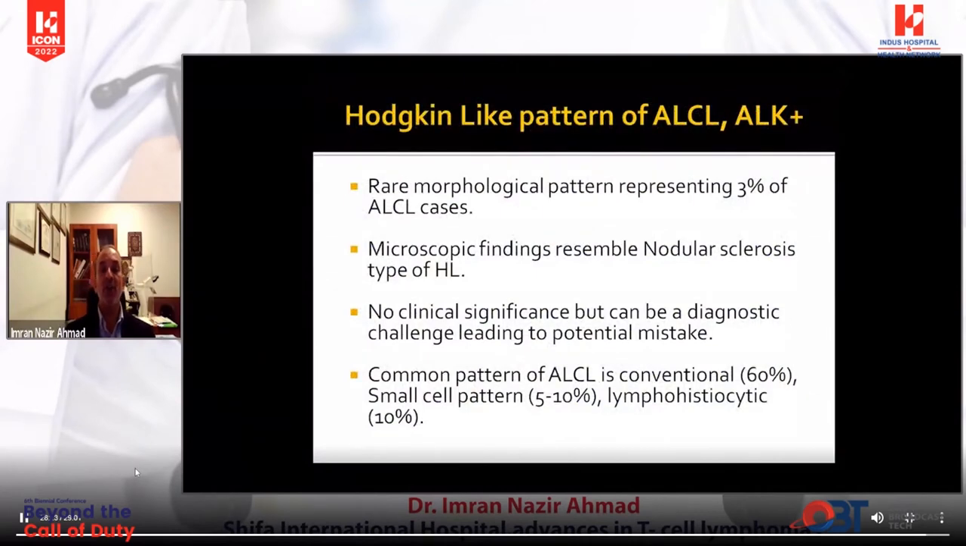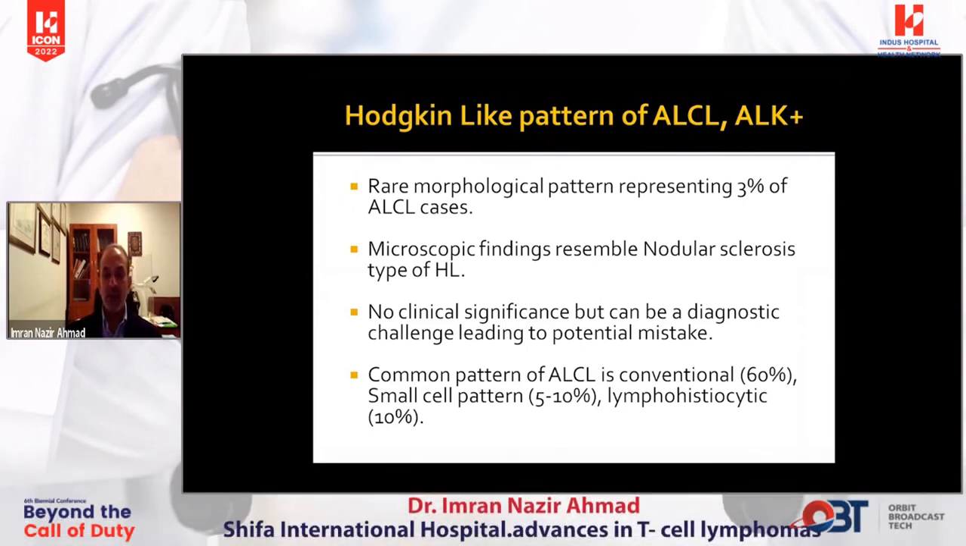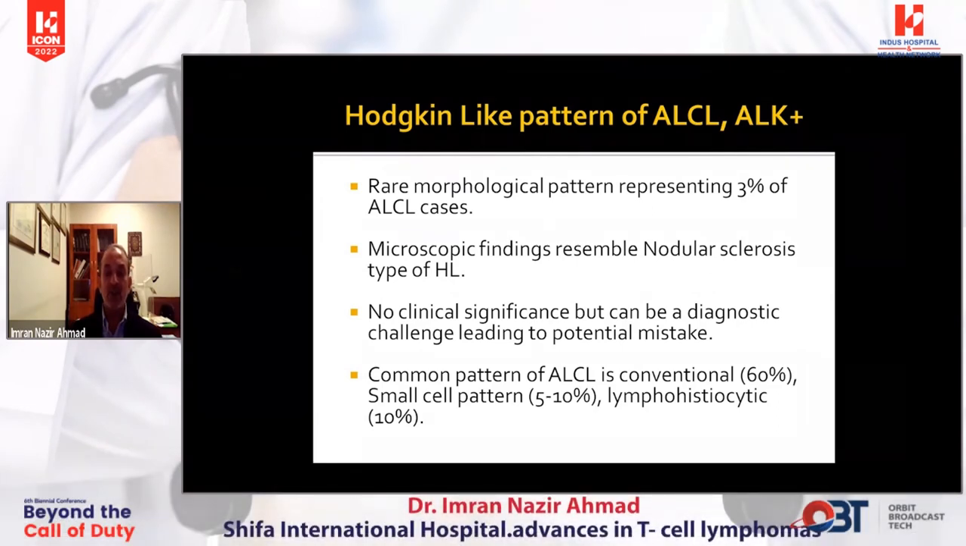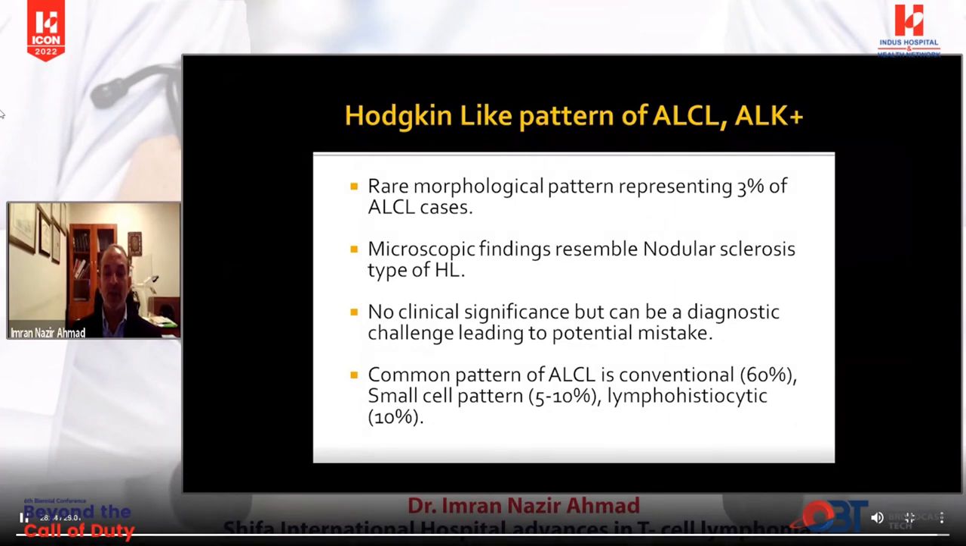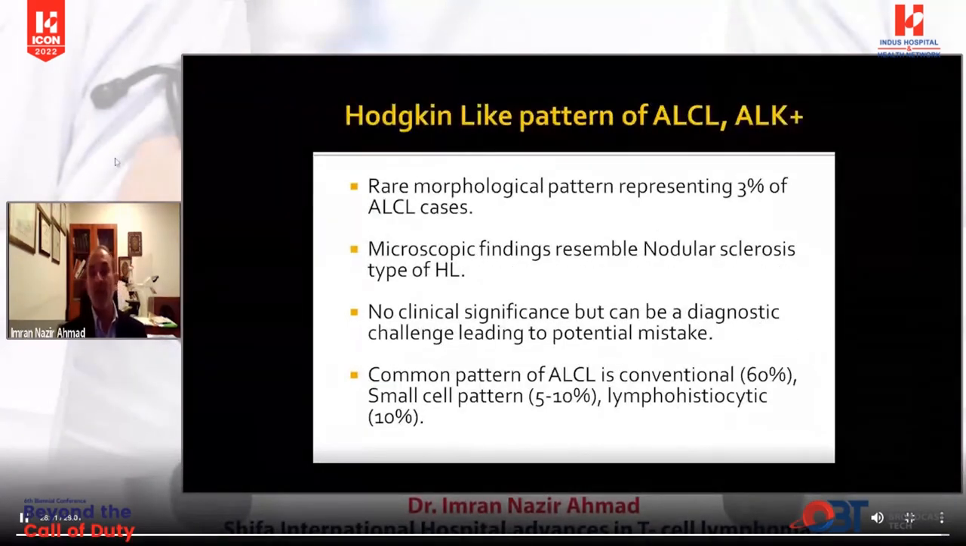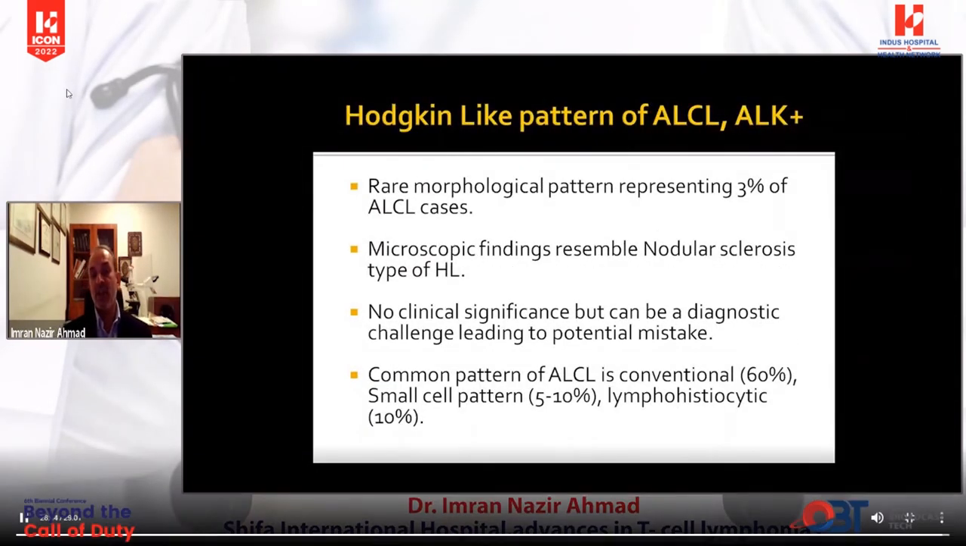So this was a Hodgkin-like pattern of ALCL, which is a relatively uncommon pattern, but WHO does mention it. Microscopically, it resembles nodular sclerosis type of Hodgkin lymphoma. It has no clinical significance, but it can be a diagnostic challenge leading to potential mistakes. The other common patterns, the conventional one and the small cell pattern, are more common than this Hodgkin-like pattern. So I would finish over here, I hope you liked this.